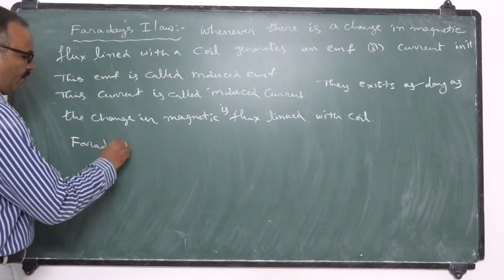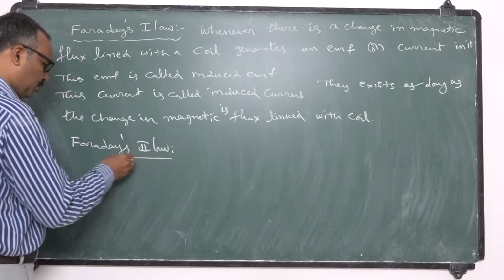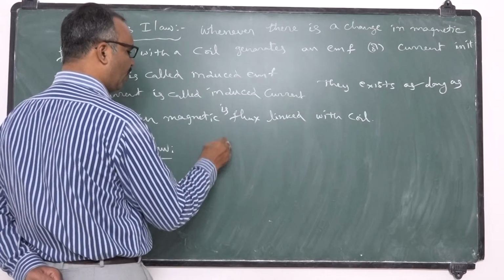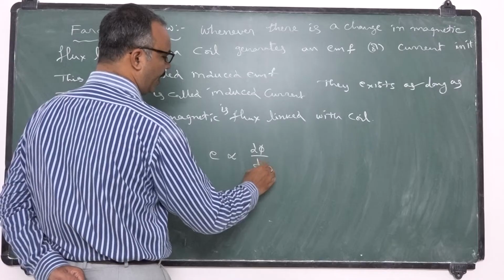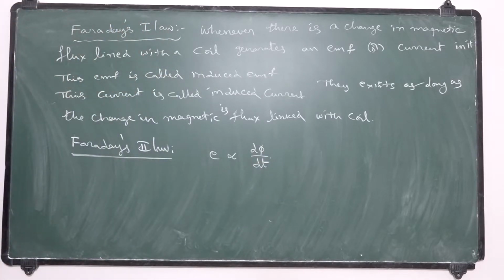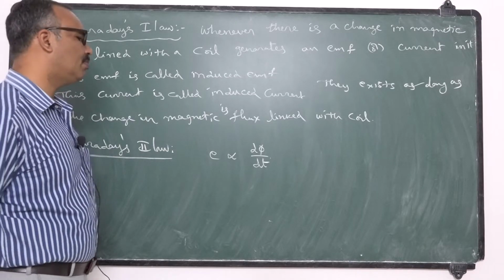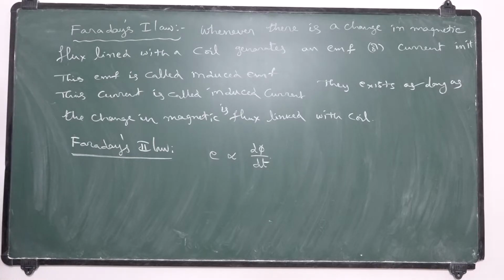Faraday's second law. As per Faraday's second law, the induced EMF developed is proportional to d phi by dt, the rate of change in magnetic flux linked with the coil. So Faraday's second law gives us the mathematical expression representing Faraday's first law.